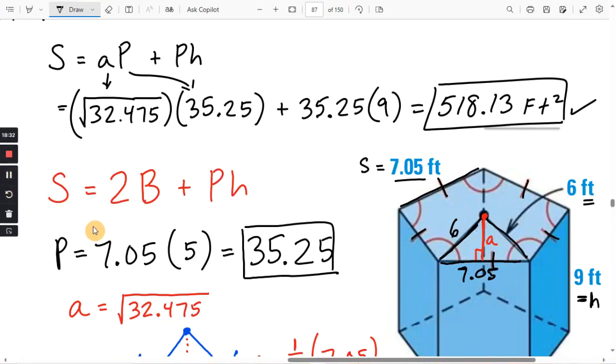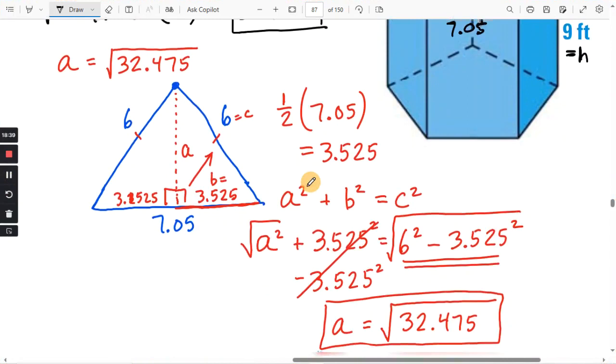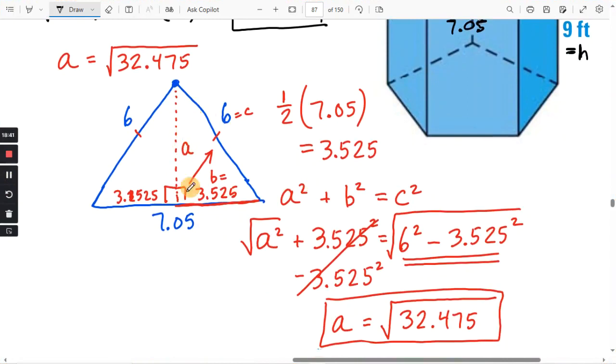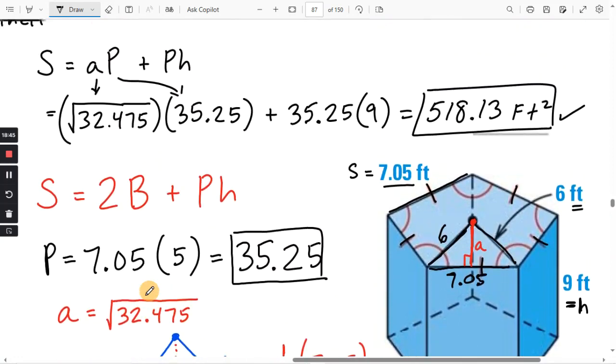All right, so the perimeter and the height were easy to find. The pain in the neck part was finding the apothem. That was the real pain in the neck, to find that apothem. But once we did that, we just used the formula.